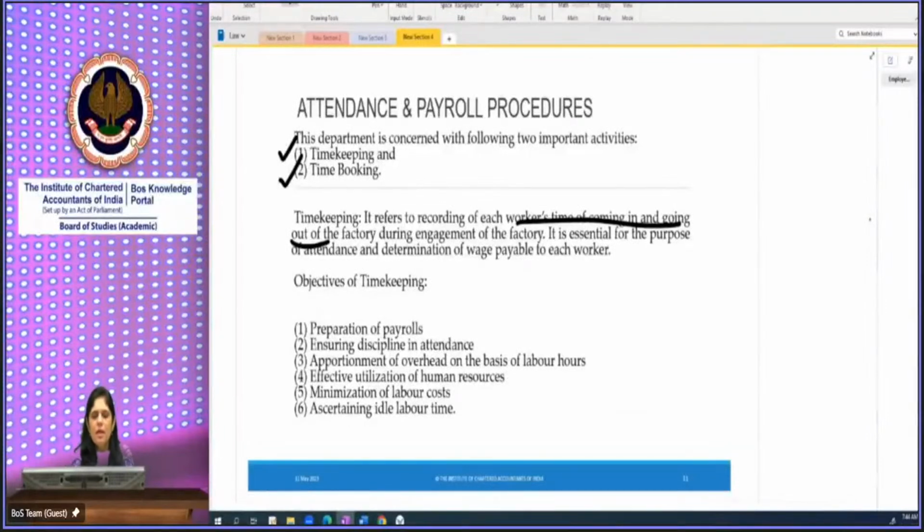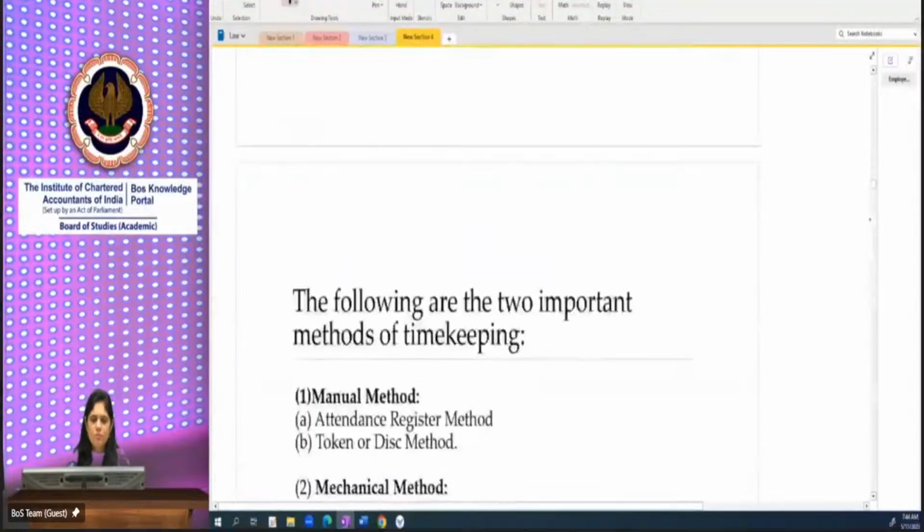Timekeeping, clear? During engagement, it is essential for the purpose of attendance. Basically, whether the employee has actually come today or not, the timekeeping department monitors that. The objective of timekeeping, of course, is payroll. Attendance is required for calculating the salary. Apportionment of overhead on the basis of labor hours, effective utilization of human resources. What all is required to calculate the salary? We require the attendance, we require all the cost. So that is part of the payroll procedure.